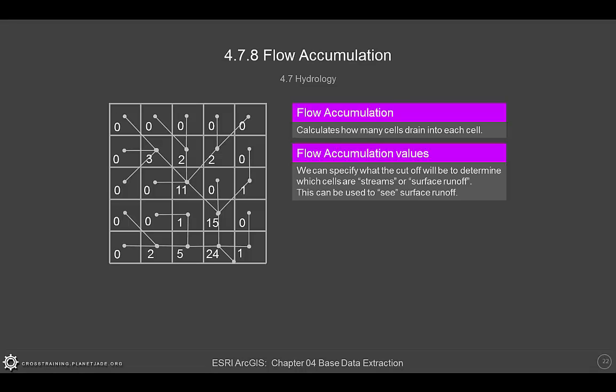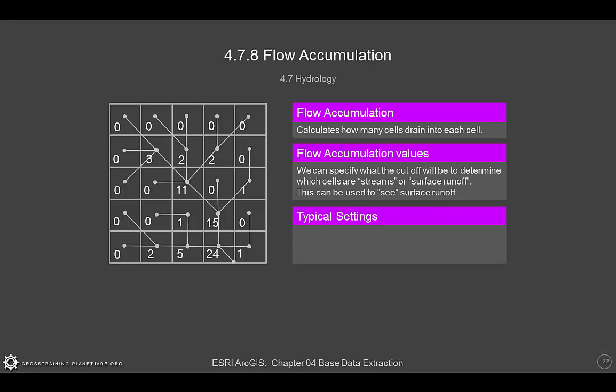So this can be useful to actually see surface runoff, especially if you're interested in looking for surface runoff. So let's just say that you're doing a surface runoff study. So you may specify a flow accumulation value that is much smaller, for example, than the value of 10. Say, for example, 5 or 3 in this particular example.